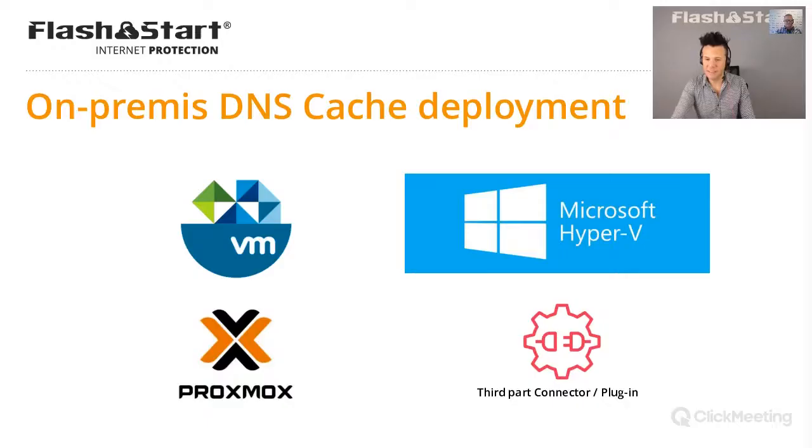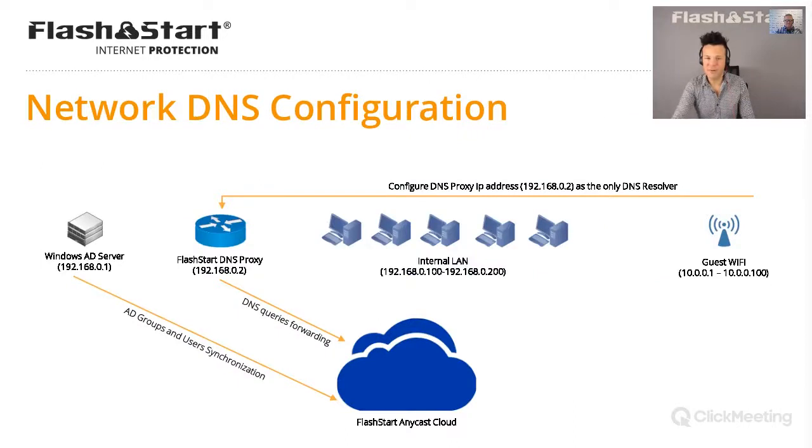Okay, and just a recap here. Can you see this slide? It's quite small, but it should be displayable. This shows how to set up the DNS configuration. We have the Windows Active Directory server, with the Windows plugin synchronized to the FlashStart Anycast Cloud users and groups tree.